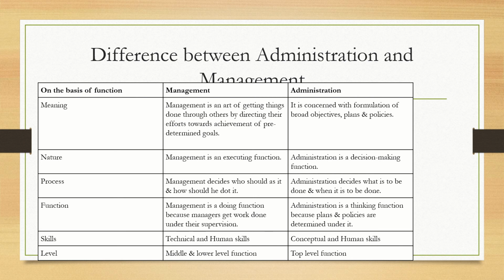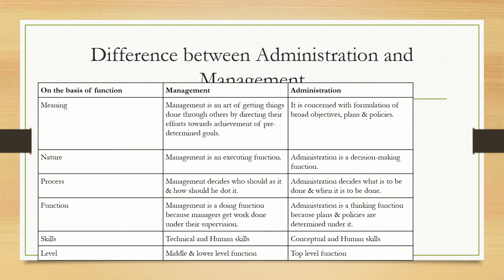Function, under function, the management. Management is doing function because managers get the work done under their supervision. But when it comes to administration as a function, it's a thinking function because plans and policies are determined under it. Skills under management, technical and human skills, are required. When it comes to administration, conceptual and human skills are required.